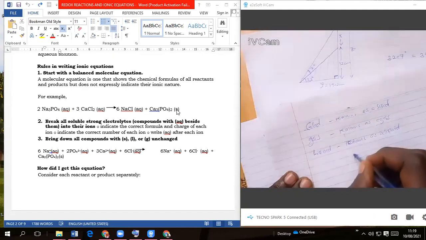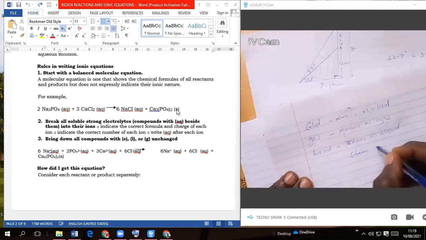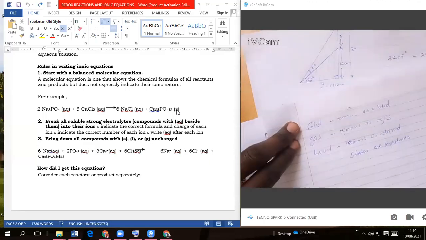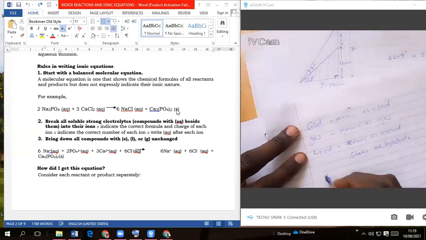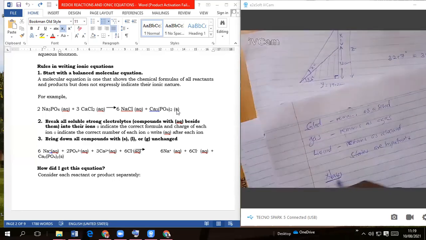That's why states are very important in writing equations. Whatever is put as a solid, for example sodium, is a solid. This one does not change state, and it does not ionize. What ionizing means is it becomes ions. So sodium, something that is a solid, remains as a solid.